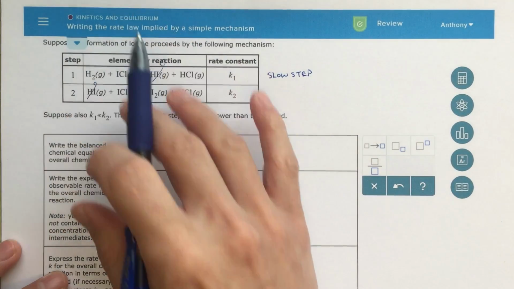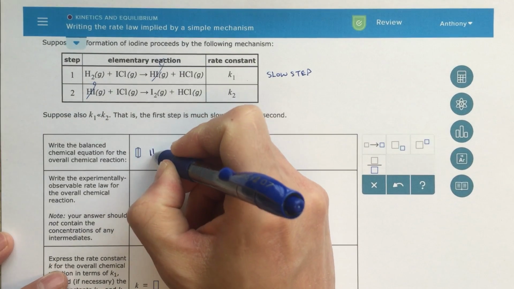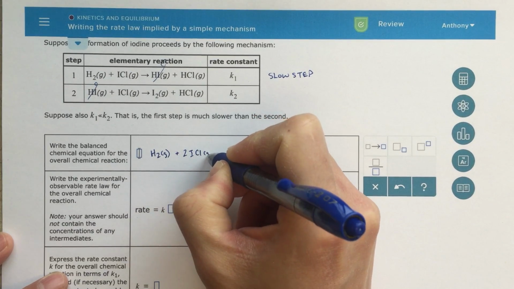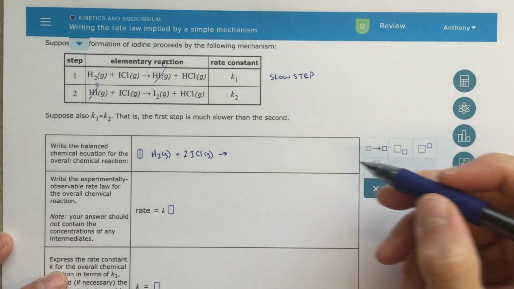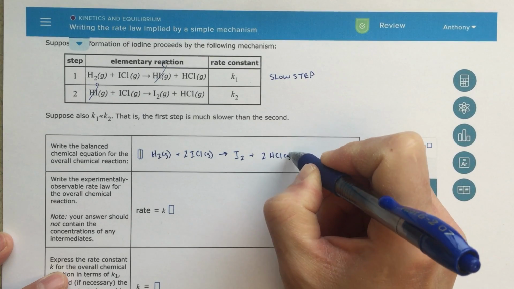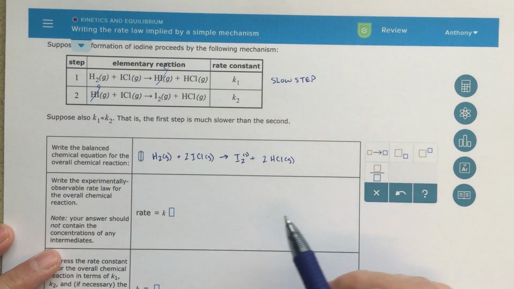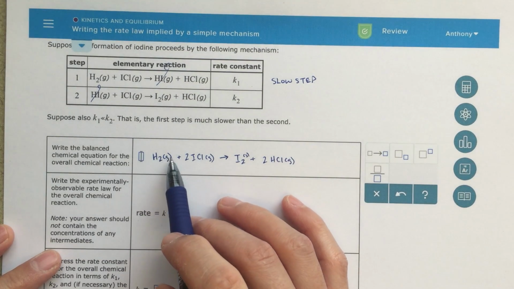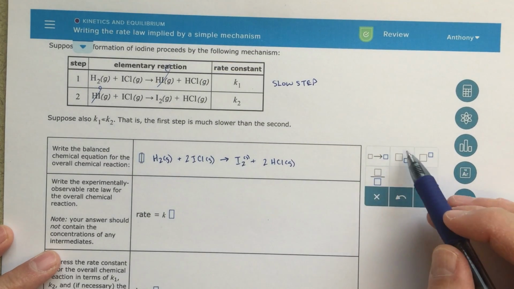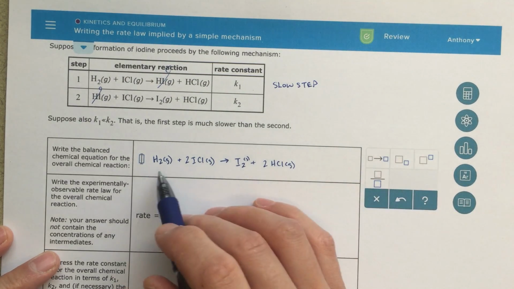So now I'm writing out what's left over, and I should end up with a balanced chemical equation. I'm going to start with H2 gas plus 2 ICl gas, and that's going to react to form I2 plus 2 HCl gas. I forgot the gas here. So that's going to be my balanced chemical equation. When you're entering this into ALEKS, make sure you're putting in everything in parentheses with the gas, you have your coefficients right, you have your exponents, using these little tools here to draw your pictures properly. So this is my balanced chemical equation.